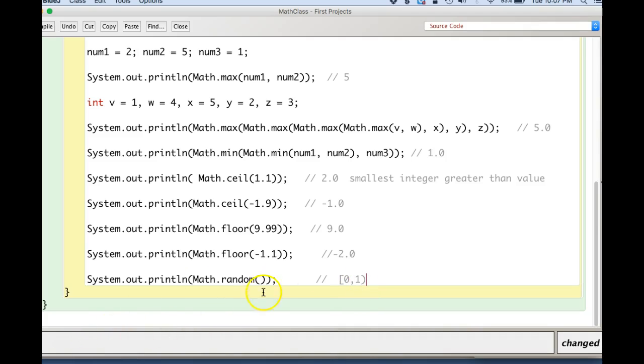Okay, well, we're going to deal with this more tomorrow, and we're going to be able to use this to create random numbers in any range and mostly integers.